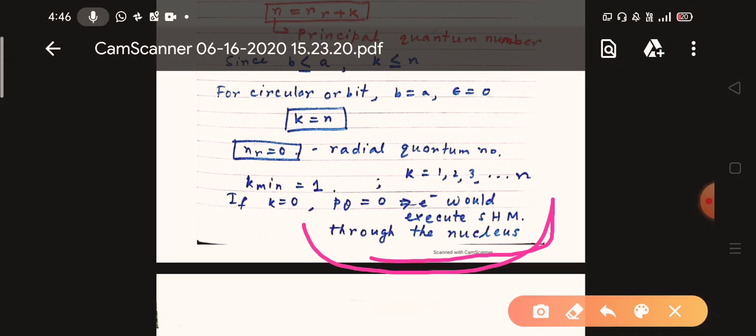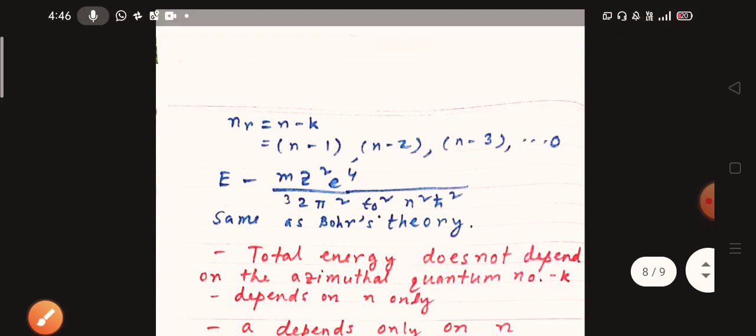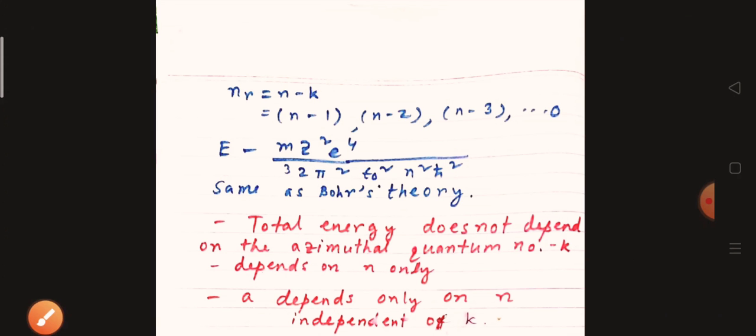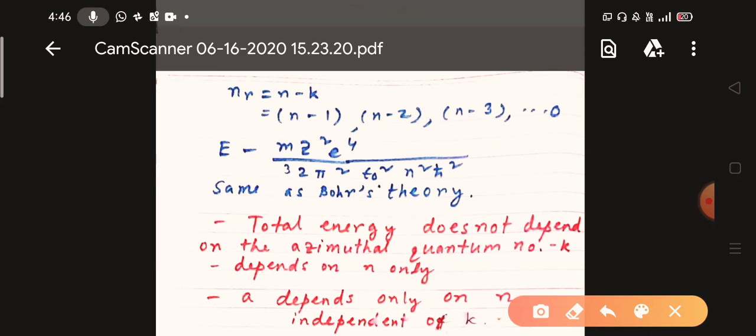The electron is revolving around the nucleus. So k here is never 0. Okay, so the azimuthal quantum number k has a minimum value of 1. Now nr will be n minus 1, n minus 2, n minus 3, depending upon the value of k. That is the radial quantum number.